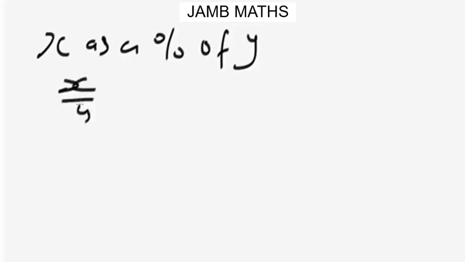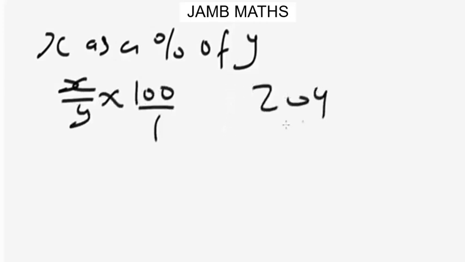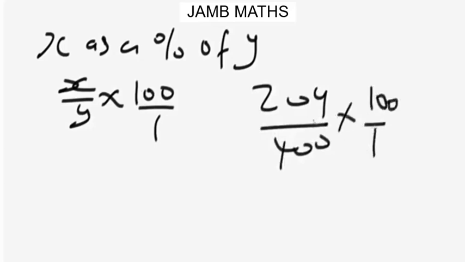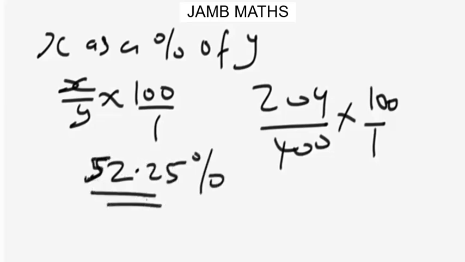That's x over y times 100 over 1. For instance, 209 as a percentage of 400 will be 209 over 400 times 100 over 1. So that is basically what it means. So when you divide it with your calculator, then punch everything in, you're going to have 52.25%. Alright, so this is what we're going to have.